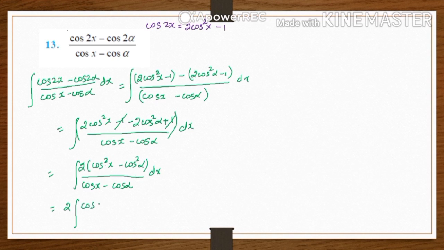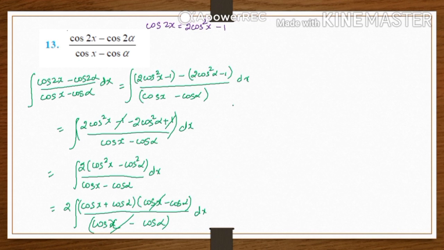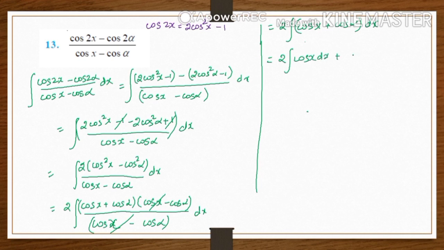So cos square x minus cos square alpha, I can write it in the a square minus b square format, so a plus b into a minus b. So cos x plus cos alpha, cos x minus cos alpha divided by cos x minus cos alpha. Now this cos x minus cos alpha can be cancelled in both numerator and denominator. So this is equal to 2 integral of cos x plus cos alpha dx. So 2 I can keep it outside.